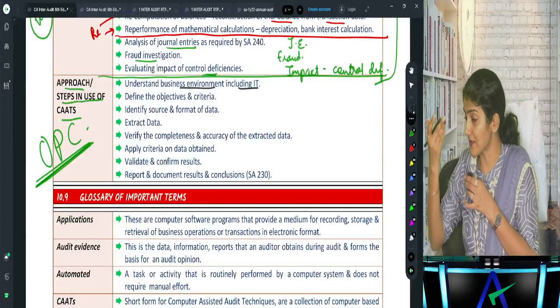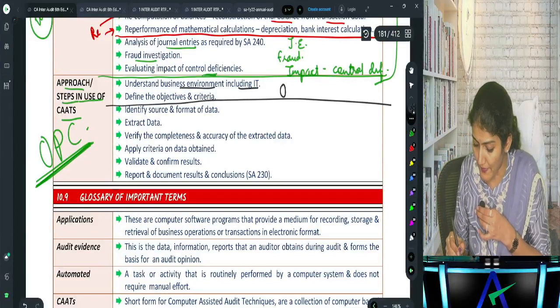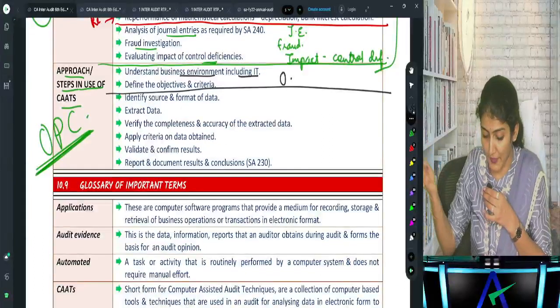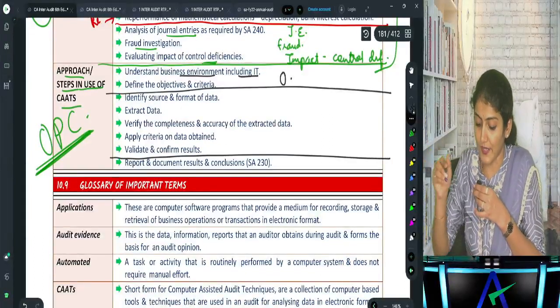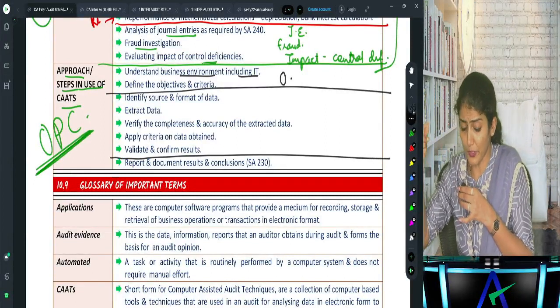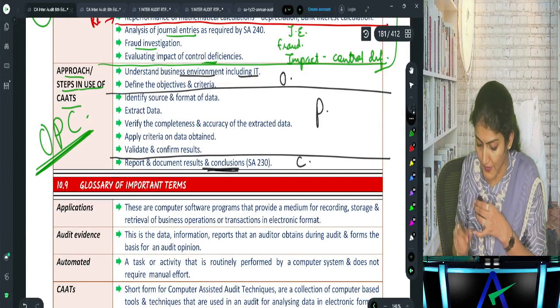So first you understand the use of the computers. Then after that you define the objective and the criteria. So what is your objective? You want to check depreciation, and what you want to check is whether depreciation is correctly calculated. So you have an objective and you have the criteria. Okay, what you want to check. Then you perform the procedure and then you reach the conclusion.